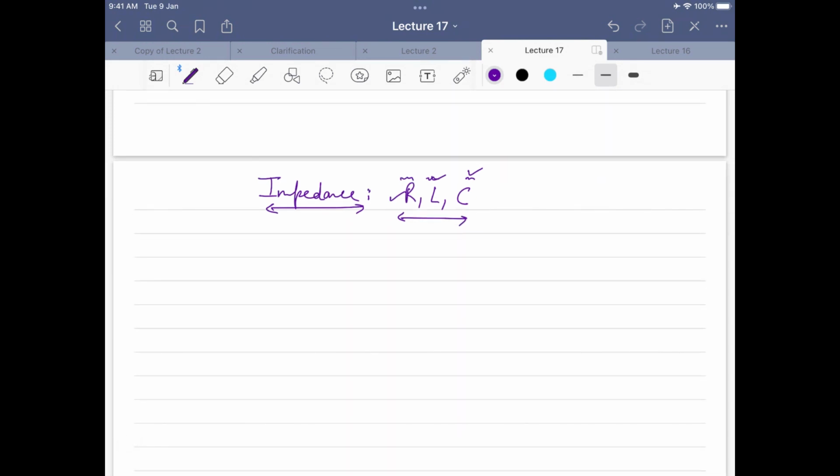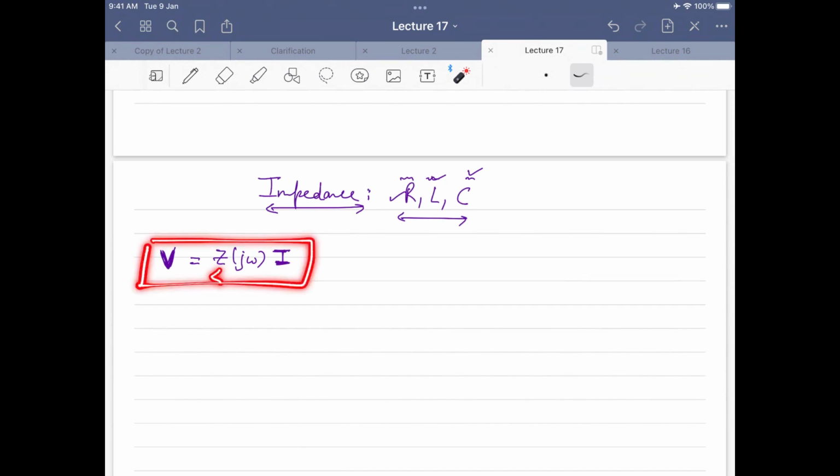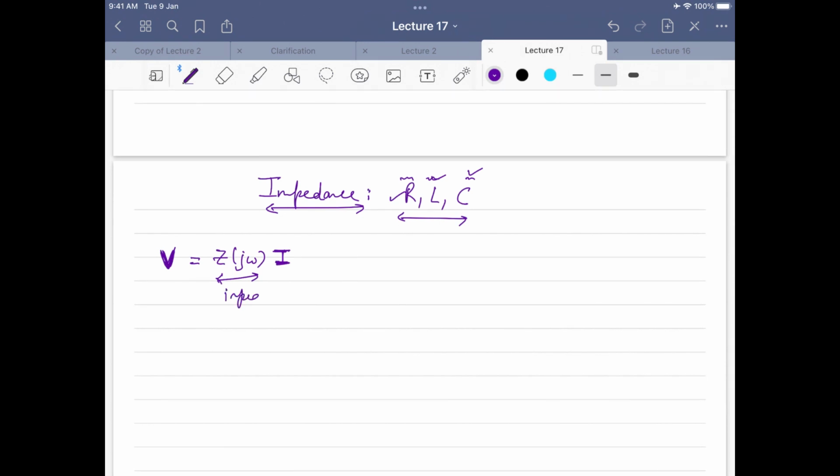In the case of AC circuits, we have this relation: bold V is nothing but Z(j omega) times bold I. This is the frequency representation of the circuit, and here Z(j omega) is called the impedance. The important point is that this impedance is frequency dependent. As the frequency changes, the impedance will also change.